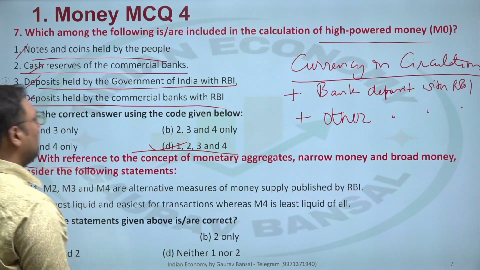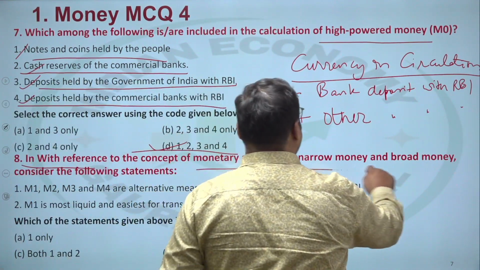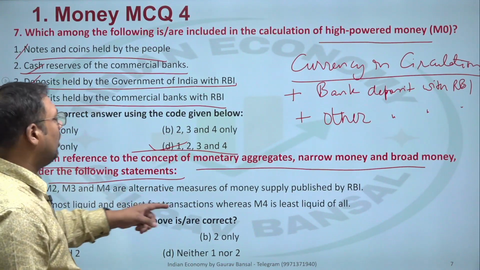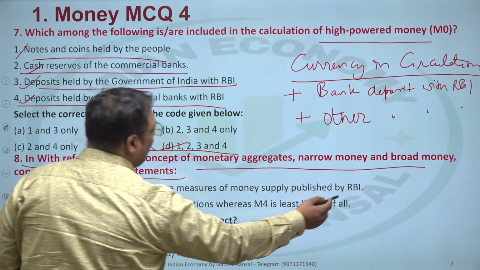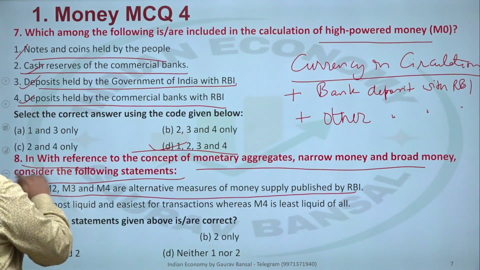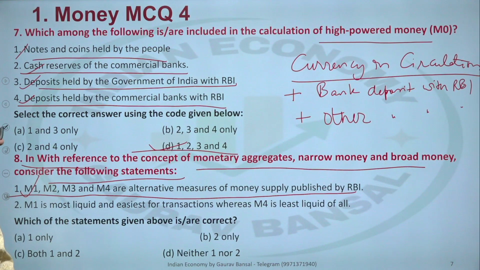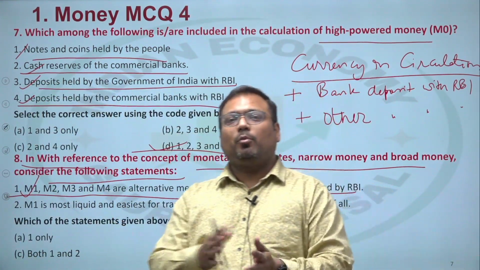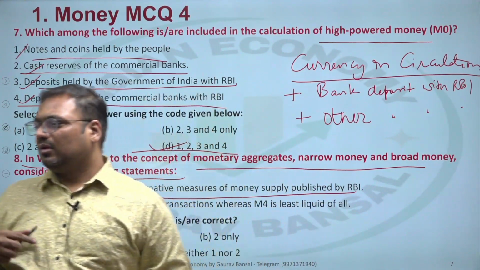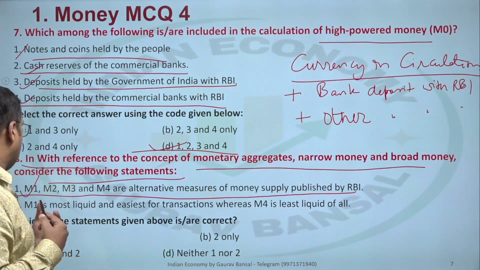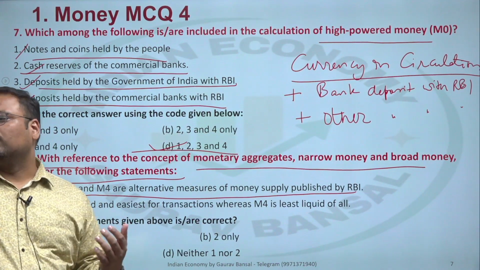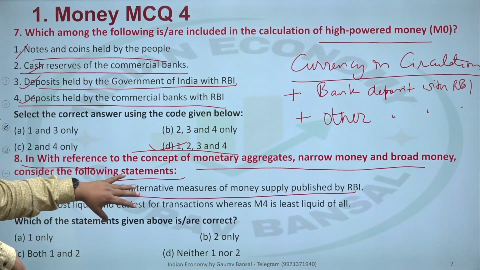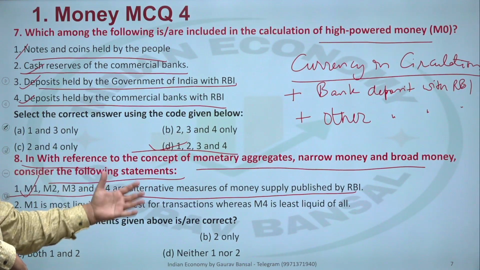Question number 8. In reference to the concept of monetary aggregates, narrow money and broad money, consider the following statements. M1, M2, M3, M4 are alternative measures of money supply published by RBI. That is correct. They are alternative to each other. You can look at any of them. They cannot be put together. You cannot add these together, that would not be a reasonable thing to do. That is why we use the term alternate. It is a tough question because as an alternate term, it's difficult to interpret sometimes.